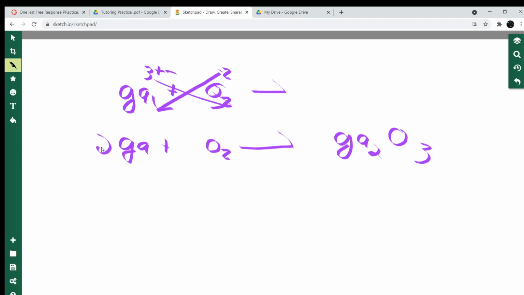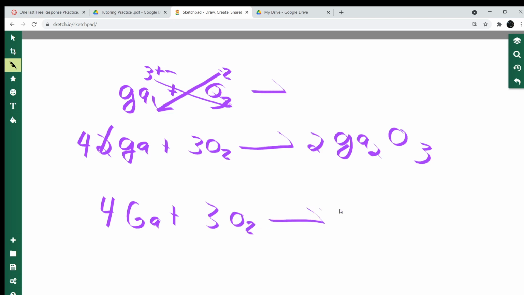We have to balance it out, okay? If we do gallium first, it'll be 2. Then we'll have an issue. We'll have to do 3 and then 2. Then this will turn into 4. So you should have 4 gallium plus 3 O2 makes 2 gallium oxide. Okay.